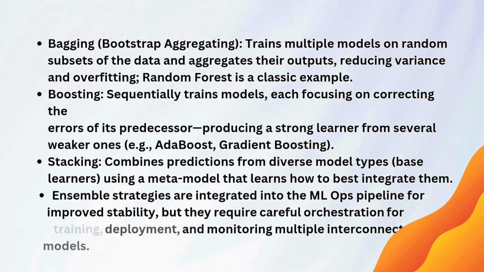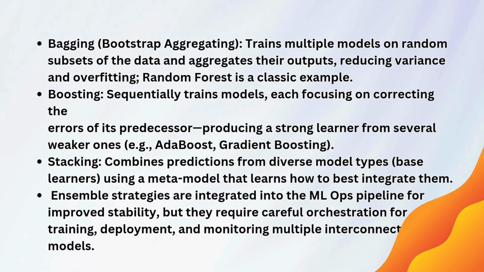What are the main types of ensemble methods and how does each work? Bagging, bootstrap aggregating, trains multiple models on random subsets of the data and aggregates their outputs, reducing variance and overfitting. Random forest is a classic example. Boosting sequentially trains models, each focusing on correcting the errors of its predecessor, producing a strong learner from several weaker ones. Examples are AdaBoost and gradient boosting. Stacking combines predictions from diverse model types, base learners, using a meta model that learns how to best integrate them. Ensemble strategies are integrated into the MLOps pipeline for improved stability, but they require careful orchestration for training, deployment, and monitoring multiple interconnected models.